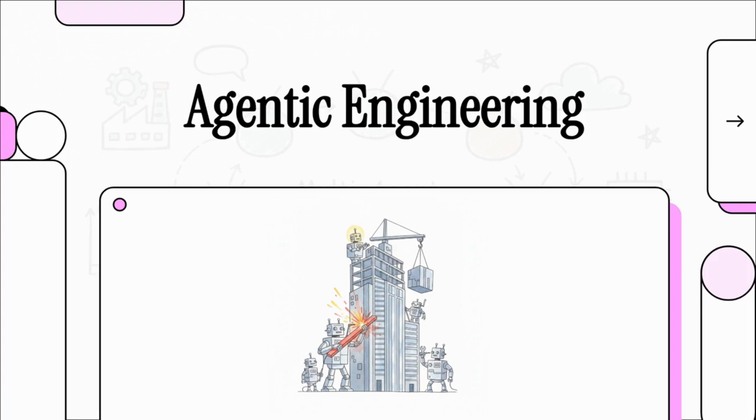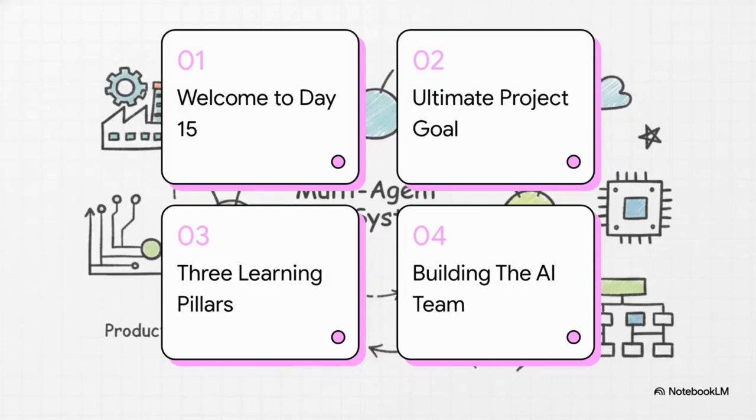We're talking about systems that can literally execute complex workflows completely autonomously. It's going to be a fun one. Okay, let's dive right into this. Here's our exact roadmap for unpacking this pivotal stage. We'll start with a welcome to day 15. Then we'll look at the ultimate project goal. Next, we'll break down the 3 learning pillars. And finally, we'll wrap up with building the AI team.